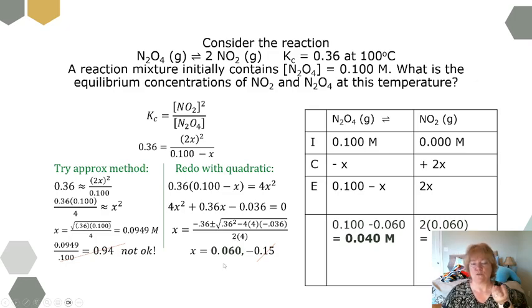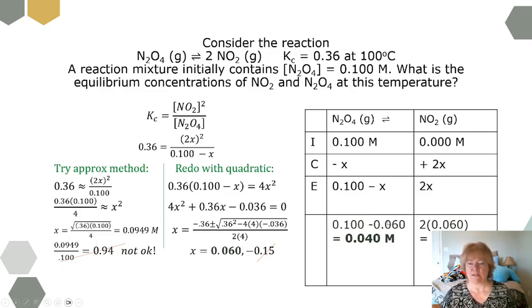I would end up with two roots, 0.060 and negative 0.15. But notice, if this was negative 0.15, and I started with 0 plus 2 times negative 0.15, this 2x would end up being negative 0.3 for the equilibrium concentration. I can't have an equilibrium concentration that's negative. Therefore, I'm saying the negative 0.15 is not a possible answer. Thus, x is equal to 0.06.